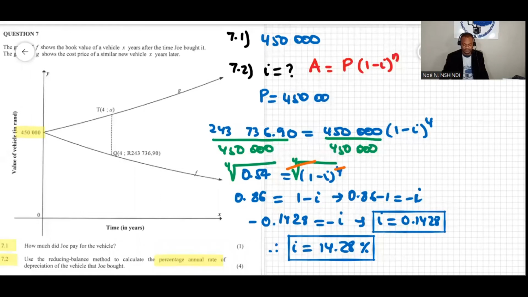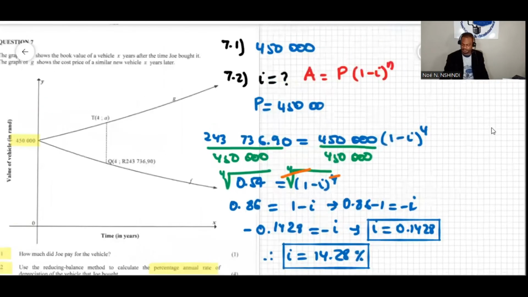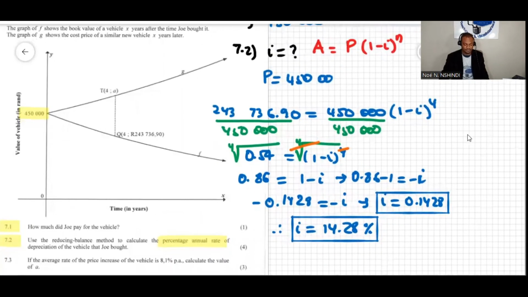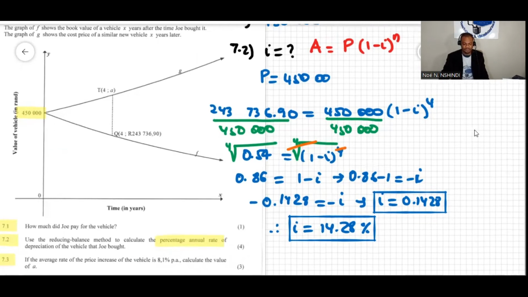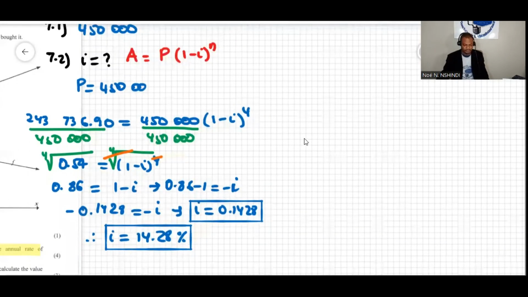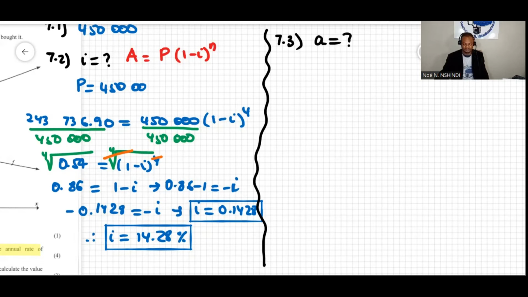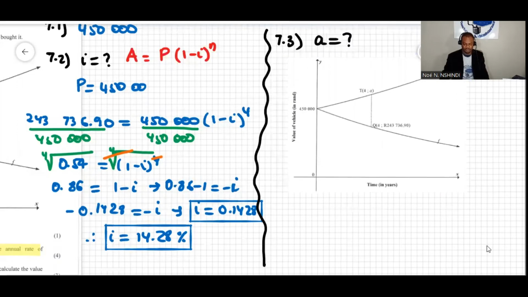Well, now we can also do question 7.3 over here. The question says, if the average rate of the price increases of the vehicle is 8.1%, calculate the value of A. So we're looking for the value of A. We have the diagram over here, so I prefer to repost the diagram again.